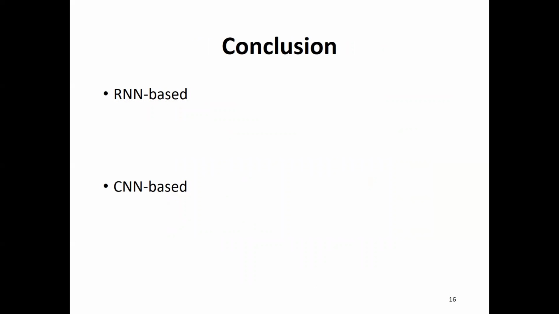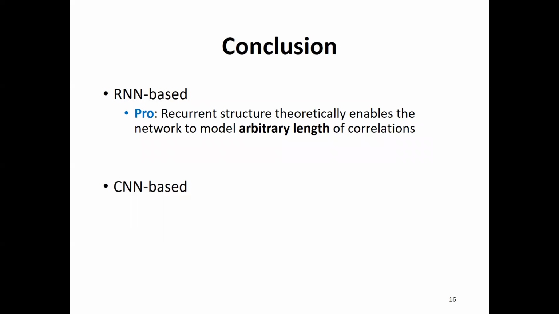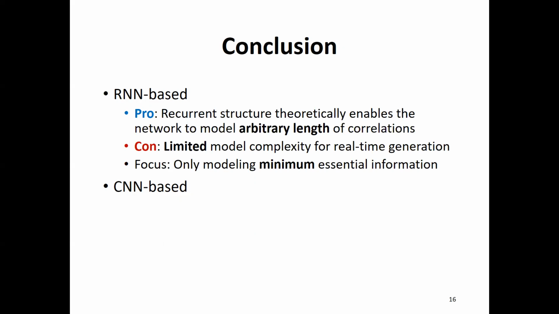To summarize recent speech generative methods, for the RNN-based models, the pro is that the recurrent structure theoretically enables the network to model arbitrary lengths of correlations. However, the con is that the model complexity is very limited due to the real-time generation requirement. As a result, current research on RNN-based speech generation focuses on only modeling minimal essential information with a very limited model size, such as LPCNet.